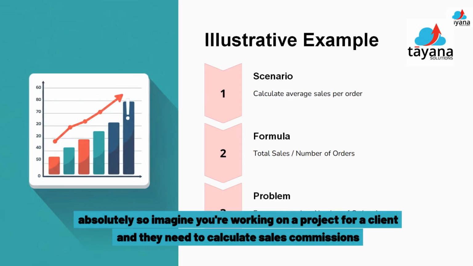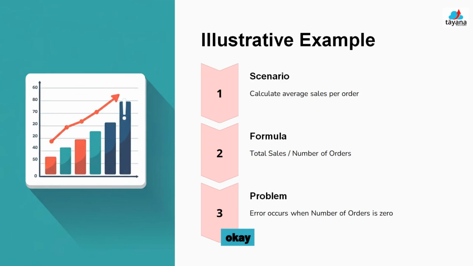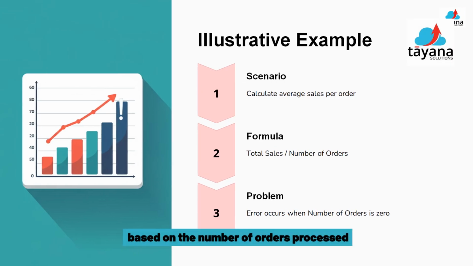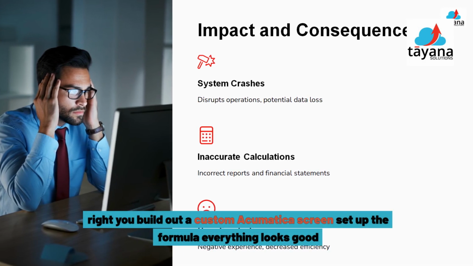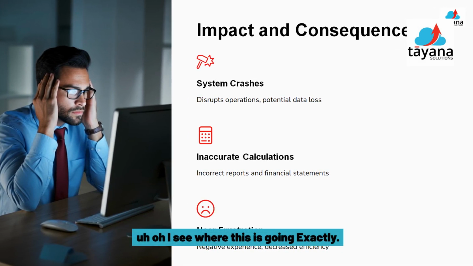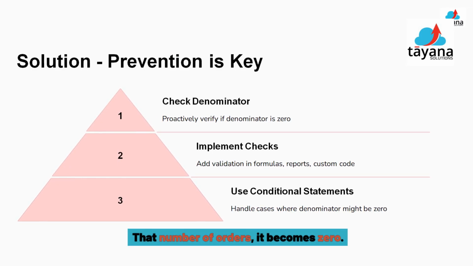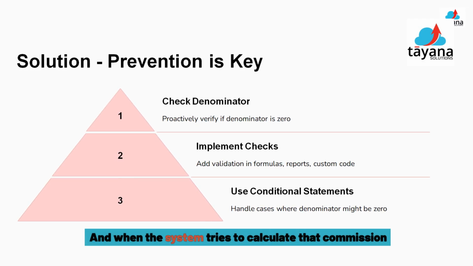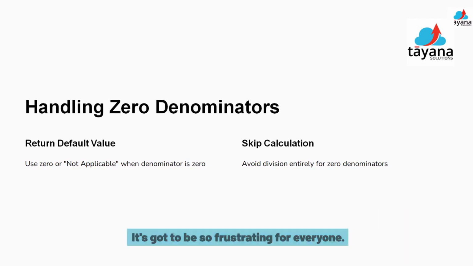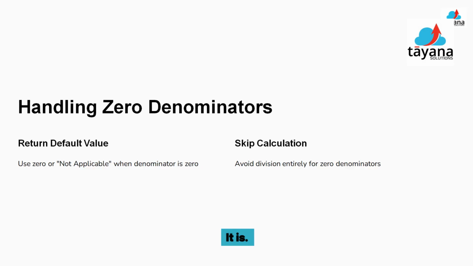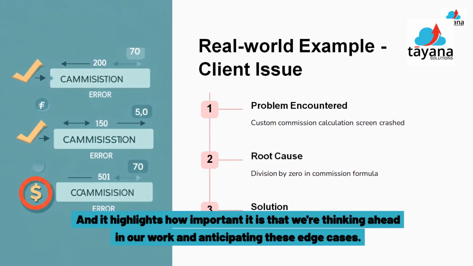Absolutely. Imagine you're working on a project for a client and they need to calculate sales commissions based on the number of orders processed. Sounds pretty simple. You build out a custom Acumatica screen, set up the formula, everything looks good. Then someone doesn't place any orders, so the number of orders becomes zero. When the system tries to calculate that commission, boom, you get that dreaded divide by zero error and the whole thing crashes. It's so frustrating for everyone, and it highlights how important it is to think ahead and anticipate these edge cases.